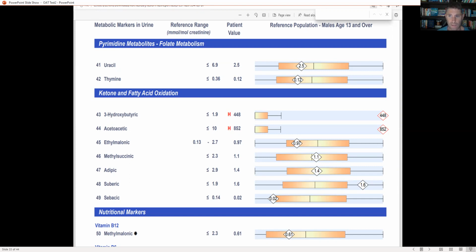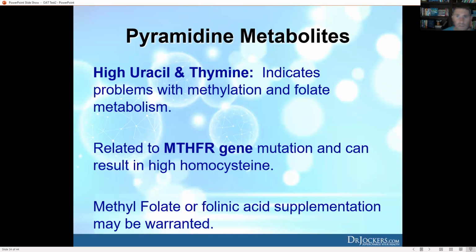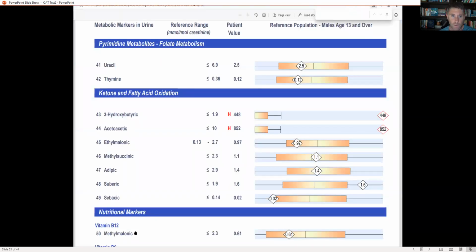And then also here, we're looking at ketones and fatty acids, and we'll come back to that in just a second. But looking at these pyrimidine metabolites, again, indicates problems with methylation, which is part of phase 2 liver detox. And all the cells also undergo methylation. And folate metabolism, again, can be related to MTHFR gene mutation, can also result in high homocysteine. So if I see that, we also want to look at homocysteine. And there's actually a marker that we're going to go through when we look at the detox markers as well, that looks at how your body's metabolizing homocysteine too. So in some cases with this, methylfolate or folinic acid supplementation may be warranted.